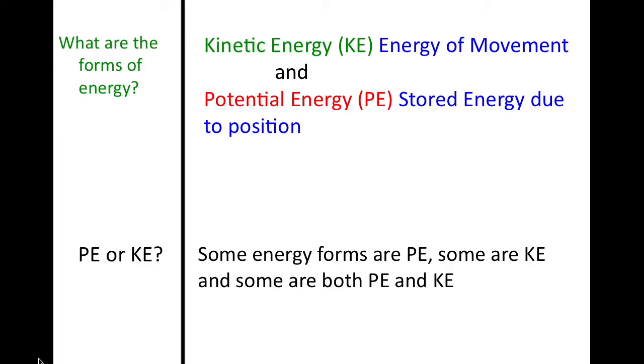There are many different forms of energy, and they fall into one of two categories. The first category is kinetic energy, denoted as KE, and it is the energy of movement. Anything in motion belongs in kinetic energy. The second category is potential energy, PE, and it is stored energy due to its position. We will go over each of these in a little bit.